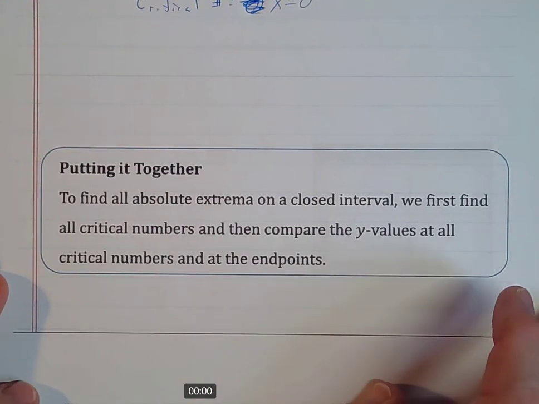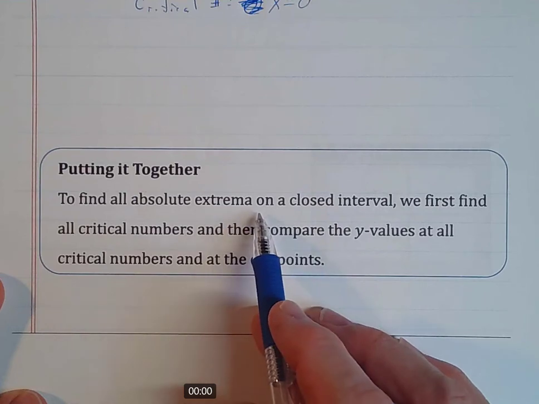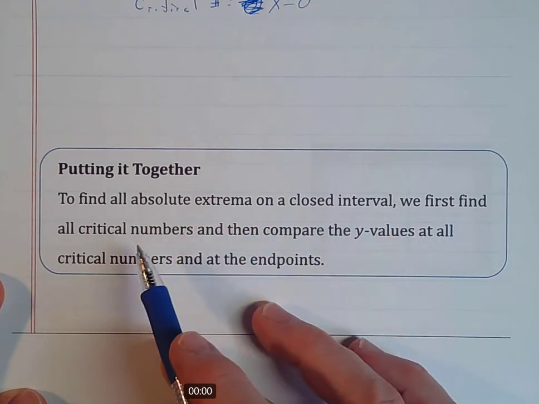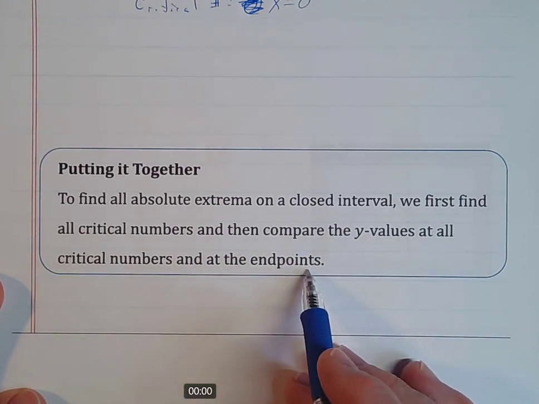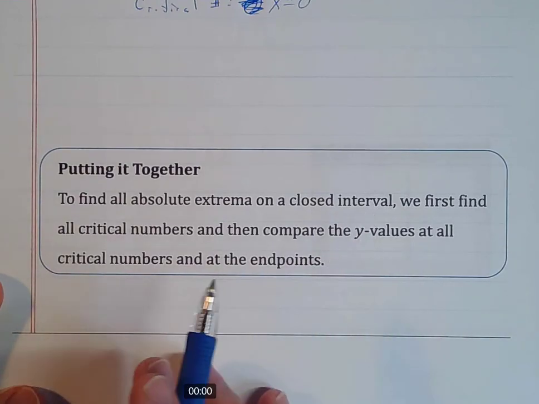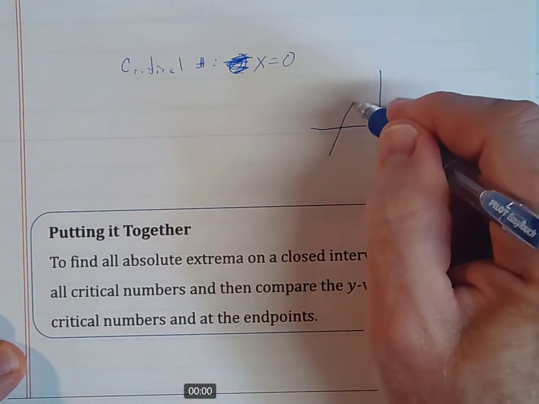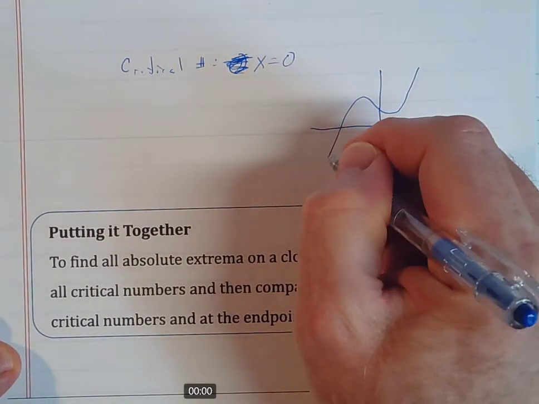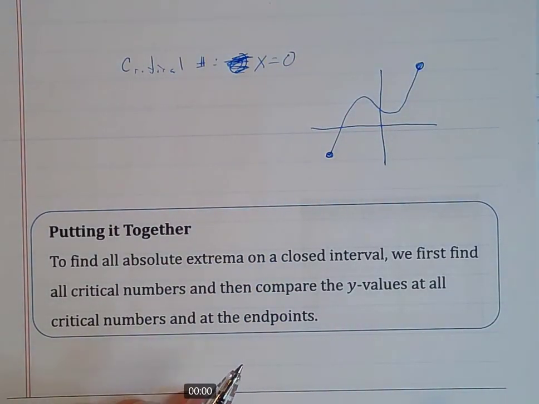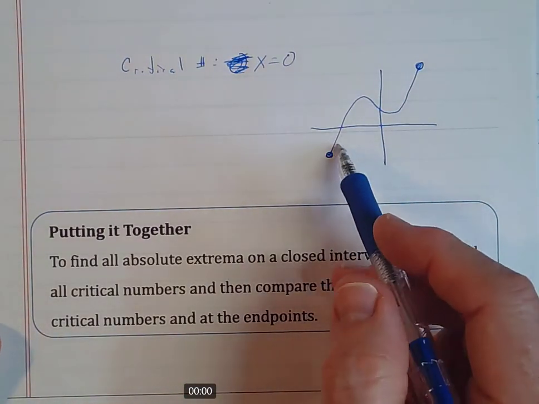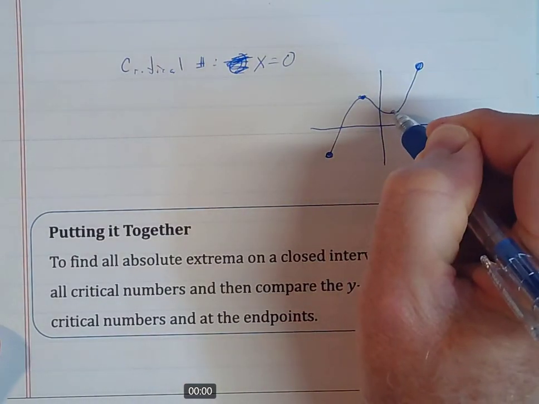So let's put this all together. To find absolute extrema on a closed interval, we first find all critical numbers, and then compare the y values at all the critical numbers and at the endpoints. All right, so we've got some kind of a function out here, and we're wanting to find all the extrema. Now we've got to be doing this on a closed interval. And so we're going to see if we can find all the relative extrema, all the critical numbers, which will identify where these things are happening.